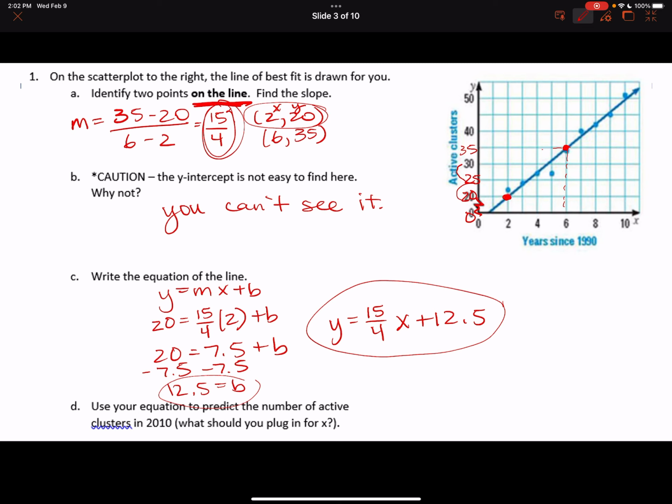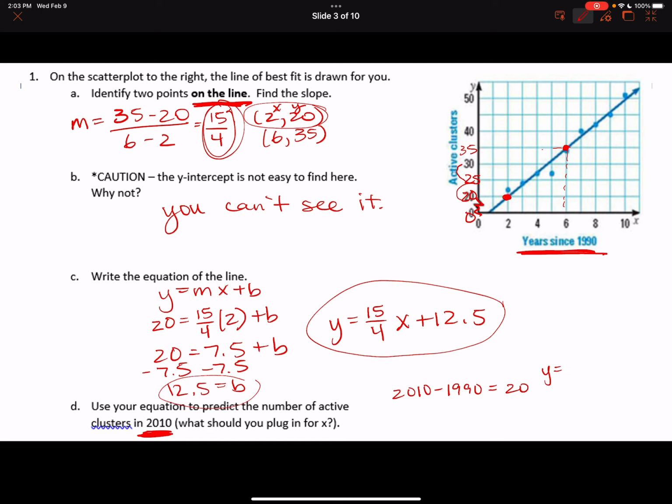Now part D says, use your equation to predict the number of active clusters in 2010. So the question is, what should you plug in for x? 2010 is the year, and I'm looking for the active clusters, so I'm looking for y. I know I'm going to plug in for x, but x is the years since 1990. So if it's 2010, we need to figure out how many years it's been since 1990. So we need to actually subtract. It's been 20 years. So you're not going to plug in 2010 for x, you're going to plug in 20.